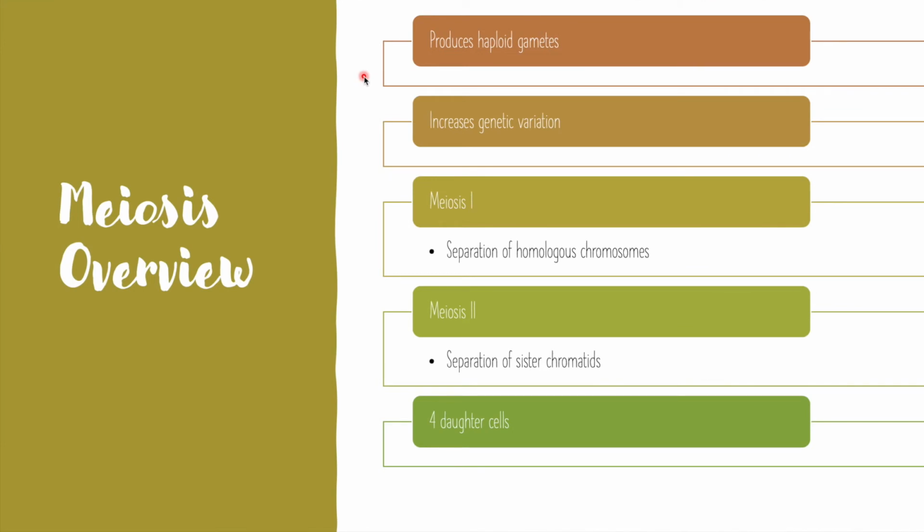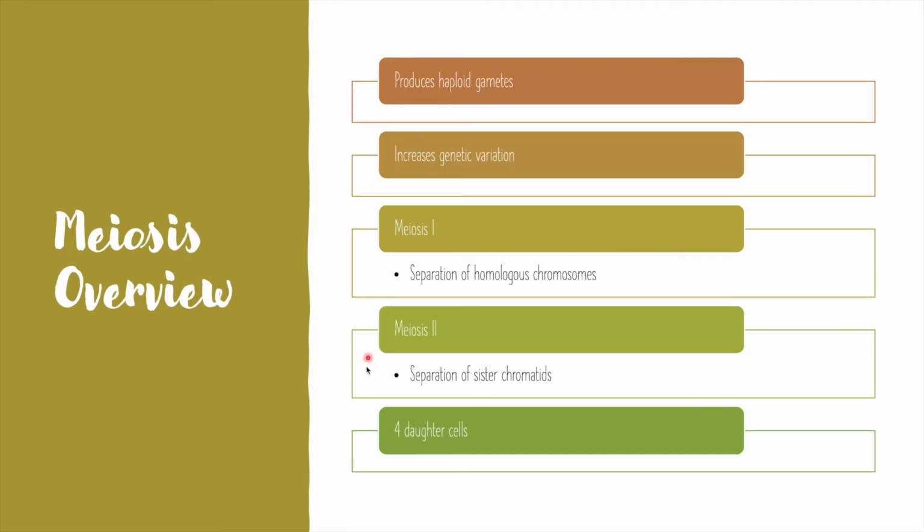Now let's go over an overview of meiosis. Meiosis produces gametes, which are haploid. The process of meiosis increases genetic variation. Prior to meiosis, chromosomes are replicated, and then two consecutive cell divisions occur, meiosis I and meiosis II. Meiosis results in 4 haploid daughter cells.